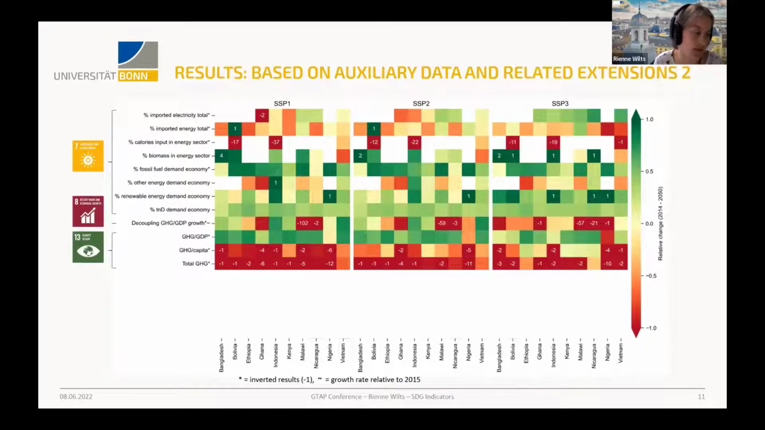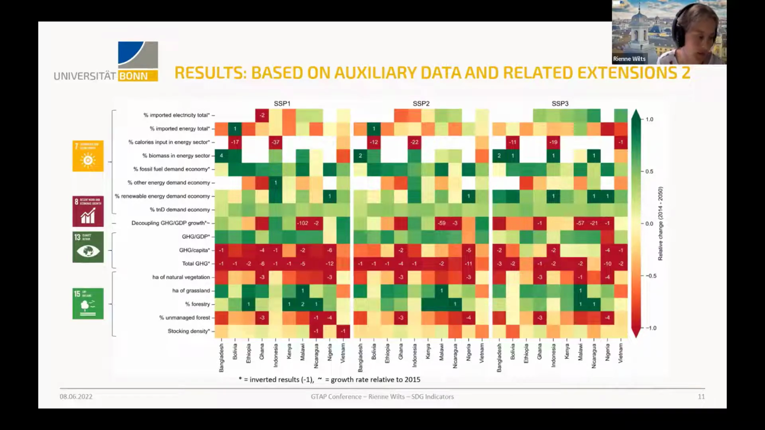So in terms of the environmental indicators, we see again that GDP, greenhouse gas emissions per capita, and the total greenhouse gas emissions increase over time. However, we see a decoupling of the greenhouse gas emission growth compared to the GDP growth, with some outliers. And also in terms of the natural vegetation, we see that it reduces over time.